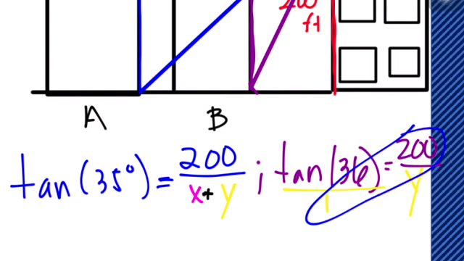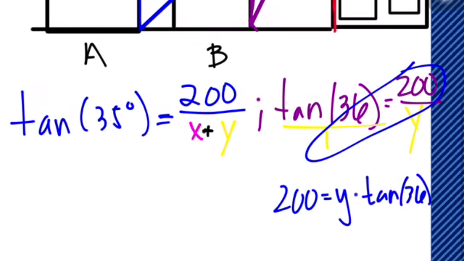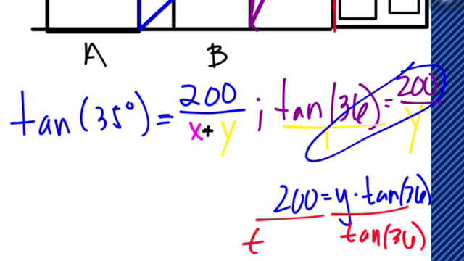So I do 200 times 1, that gives me 200. Then I do y times the tangent of 36. Go ahead and divide by the tangent of 36, and I get 200 divided by the tangent of 36 degrees. That's going to give me 275. So y is going to equal 275.276 feet, of course. So that's feet.